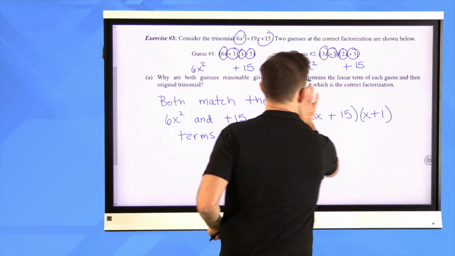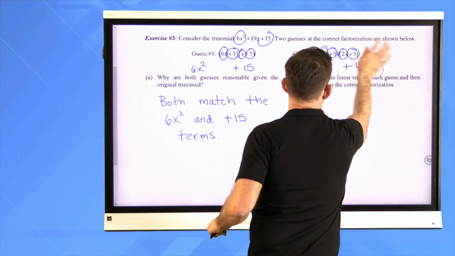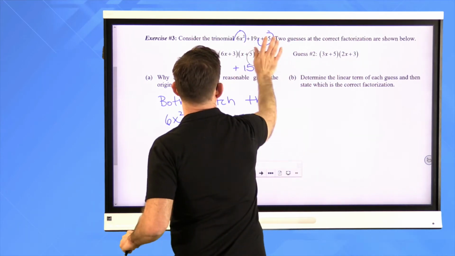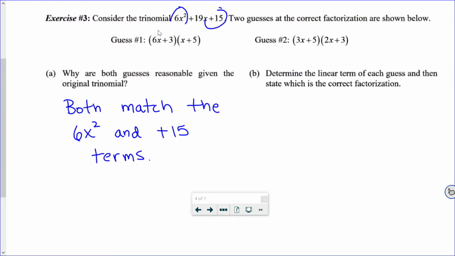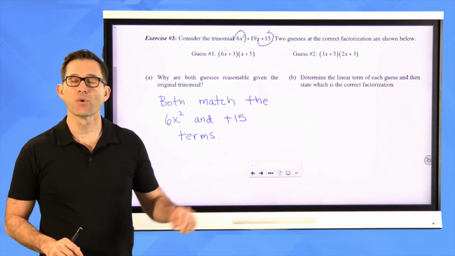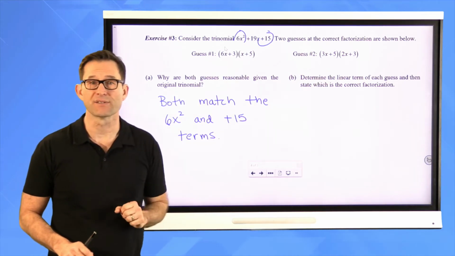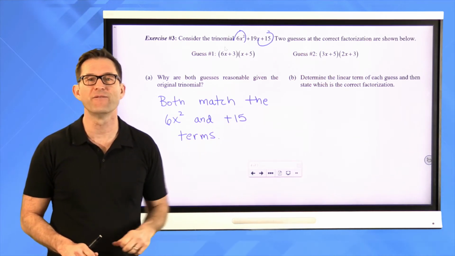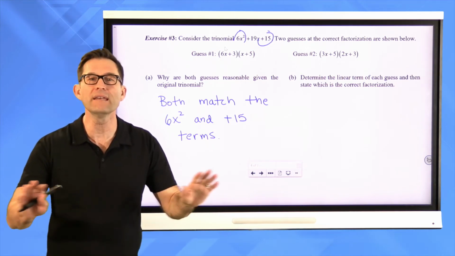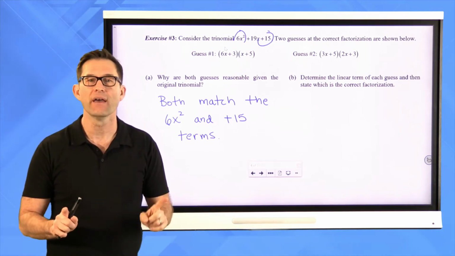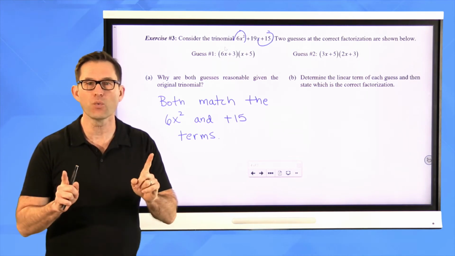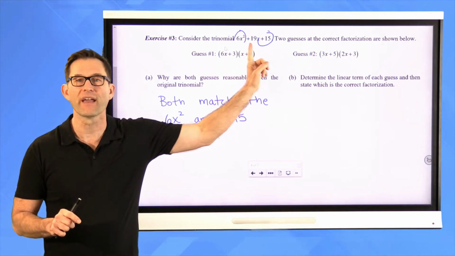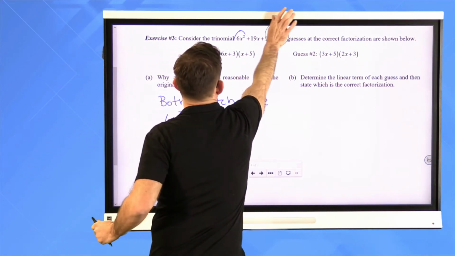Now, let's take a look at letter B. Determine the linear term of each guess and check, then state which is the correct factorization. These are reasonable guesses, but I don't want to multiply them all out. I already know the 6x squared and the 15 work, so I don't need to check those. I just need to check which one of them will have a linear term equal to 19x.